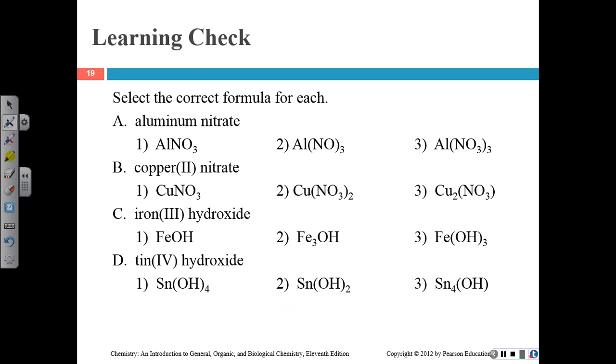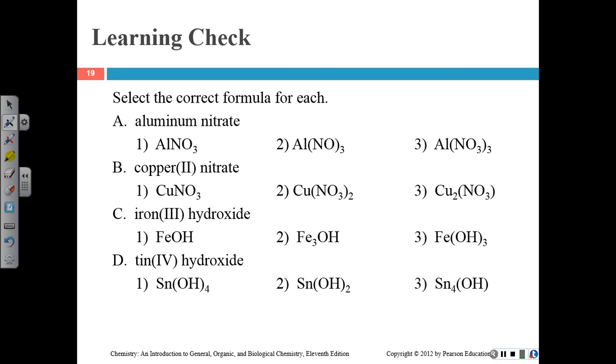Okay, so we have some choices here. We're going to go through and see what we come up with. All right, so we're writing the formula. We know for any of the writing the formulas, all we have to do is swap states. Okay, we don't have to come up and solve for anything, if we use the shortcut.